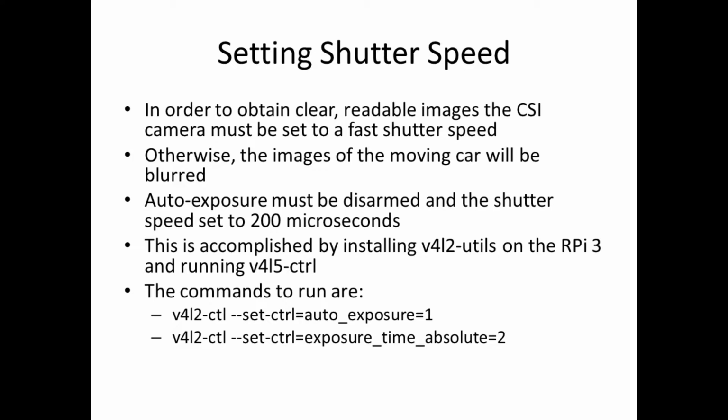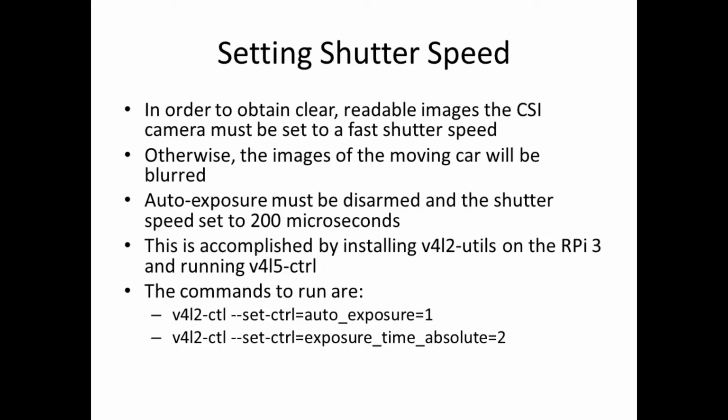At this point, I must address the issue of setting the shutter speed on the camera. This is perhaps one of the most important things after setting the field of view and getting a precise focus on the camera. In order to obtain clear, readable images, the CSI camera must be set to a fast shutter speed. Otherwise, images of the moving car will be blurred because of the motion. Auto exposure on the camera must be disarmed, and a shutter speed set to a fast setting, and in this case I used 200 microseconds, which worked well on a sunny day.